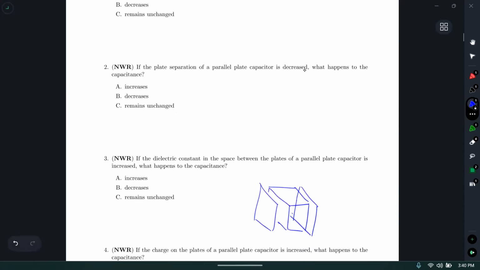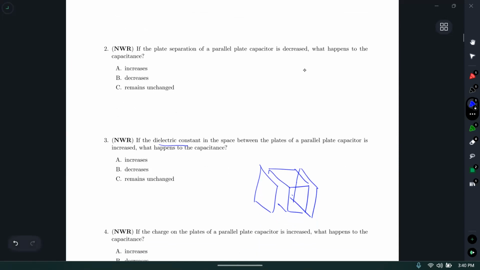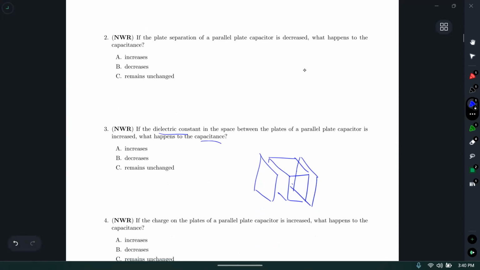Okay, and then it's asking us, if I have an increased dielectric constant, an increase in what we call permittivity between the plates, what happens to the capacitance? Well, we have to think about how the dielectric constant relates to the capacitance. There is a formula, epsilon 0 A over D, that tells us that if the dielectric constant goes up, capacitance goes up, and that tells me the answer is it increases.